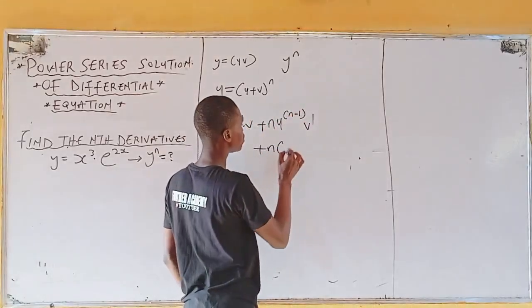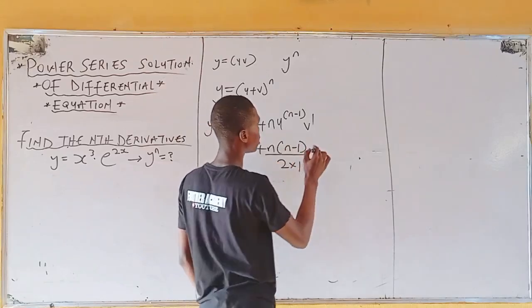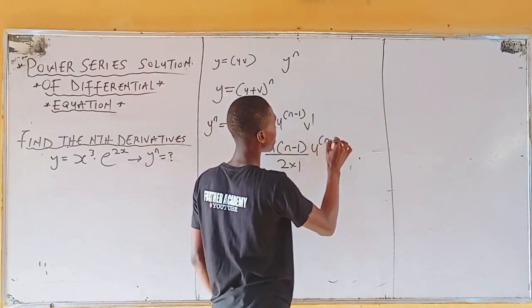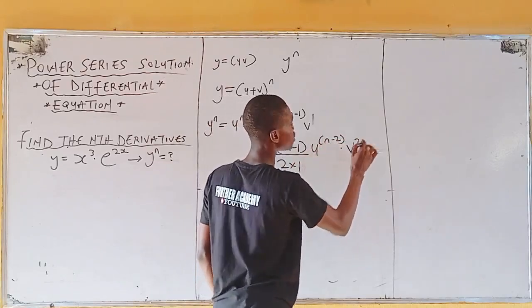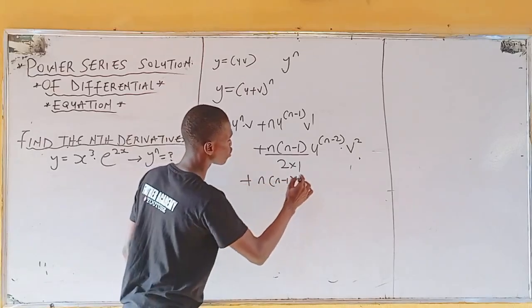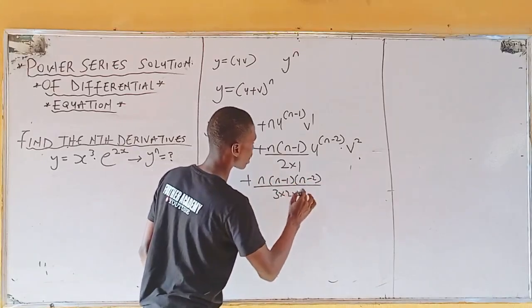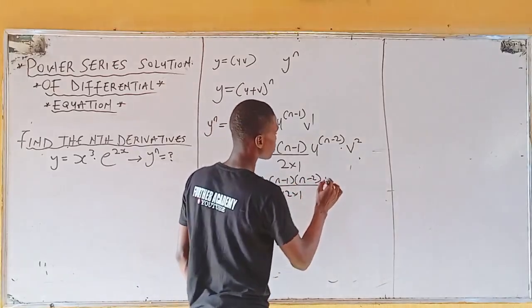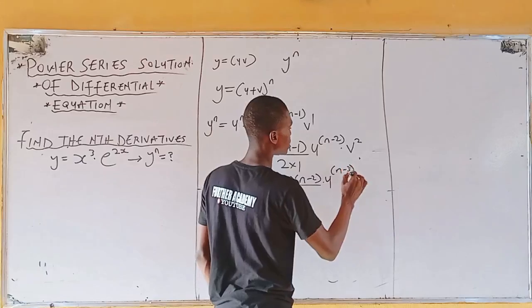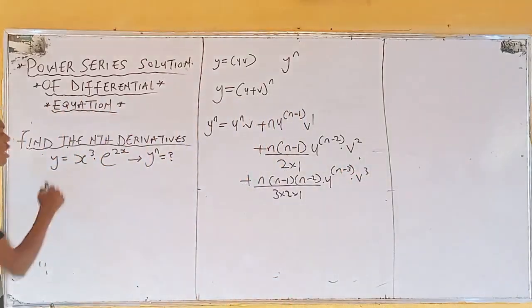plus n times (n minus 1) all divided by 2 times 1, multiplying u to the power of n minus 2 multiplying v to the power of 2, plus n times (n minus 1) times (n minus 2) all divided by 3 times 2 times 1, multiplying u to the power of n minus 3 multiplying v to the power of 3. Now, we want to find the nth derivative of this question.